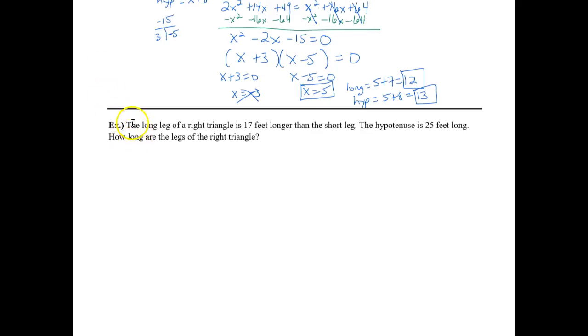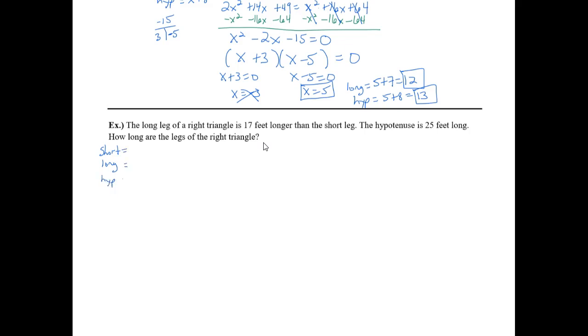Alright, here we are. It says, the long leg of a right triangle is 17 feet longer than the short leg. The hypotenuse is 25 feet long. How long are the legs of the right triangle? Again, a triangle has 3 sides. We have the short leg, a longer leg, and the hypotenuse.